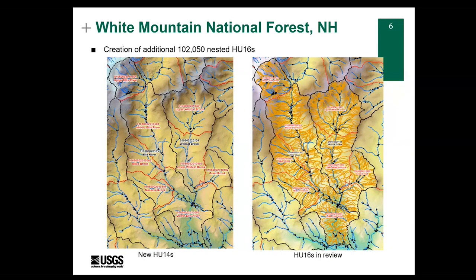So this is the same couple of HU12s on the left with those HU14s inside. And then on the right, the orange lines represent the newly created HU16s. And we can see all of the really small near catchment size draft HU16s.